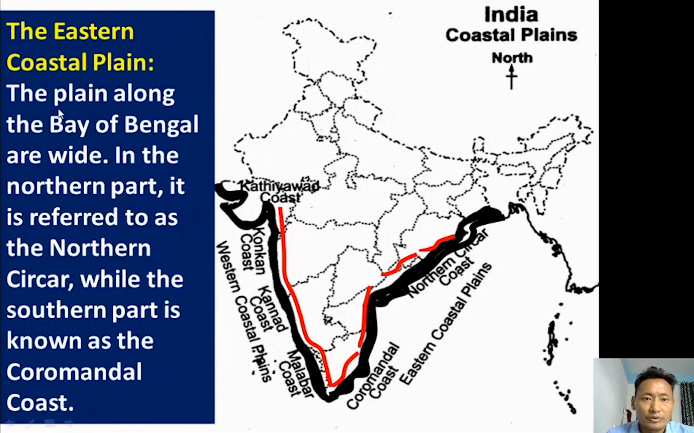Eastern Coastal Plain, the plain along the Bay of Bengal. If you talk about the location of the Eastern Coastal Plain, it is located in between the Eastern Ghats and the Bay of Bengal. If you compare the width, the Eastern Coastal Plain is much broader as compared to the Western one. The northern part of the Eastern Coastal Plain is called the Northern Circars Coast, while the southern part is called the Coromandel Coast, mostly in Tamil Nadu.